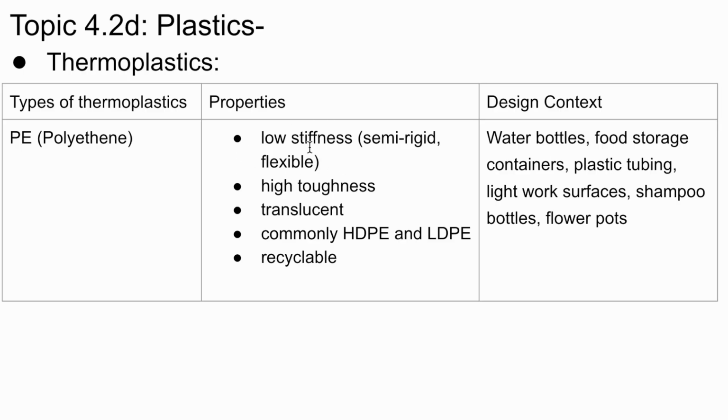So they're going to have low stiffness. They have high toughness. They don't propagate cracks easily. They're translucent. That means light can pass through them, but you're not going to get a clear image. And they're commonly like high density polyethylene or low density polyethylene. They're definitely recyclable. So water bottles, food storage containers, plastic tubing, light work surface, shampoo bottles, flower pots, those are all made out of polyethylene.